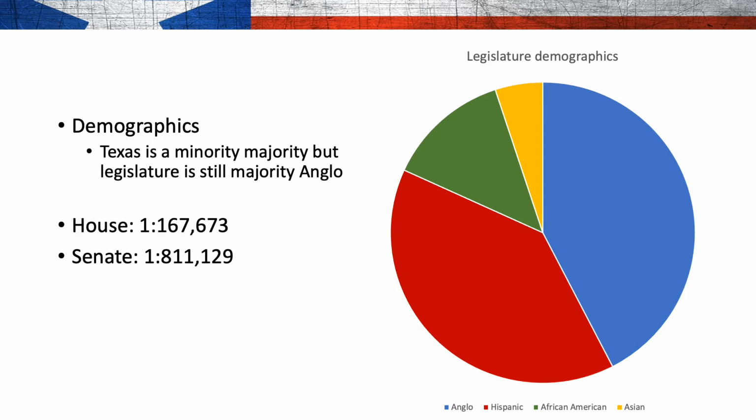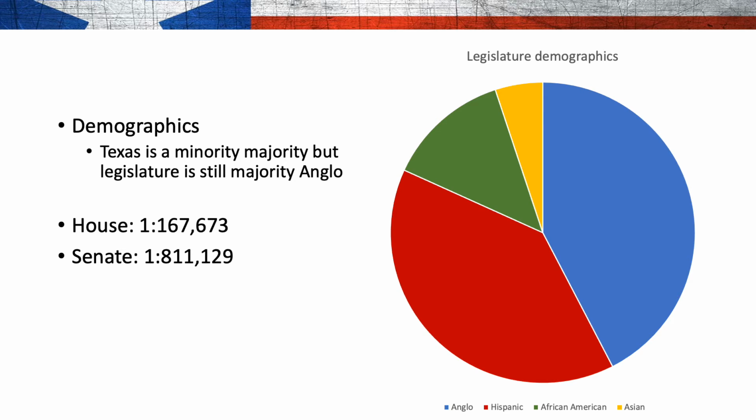The demographics of our legislature in Texas is that even though Texas is a minority majority, meaning that most people in Texas are not white. So you see on this little pie, most people are something other than the blue pie piece that represents Anglos, but the Texas Legislature is still a majority Anglo.